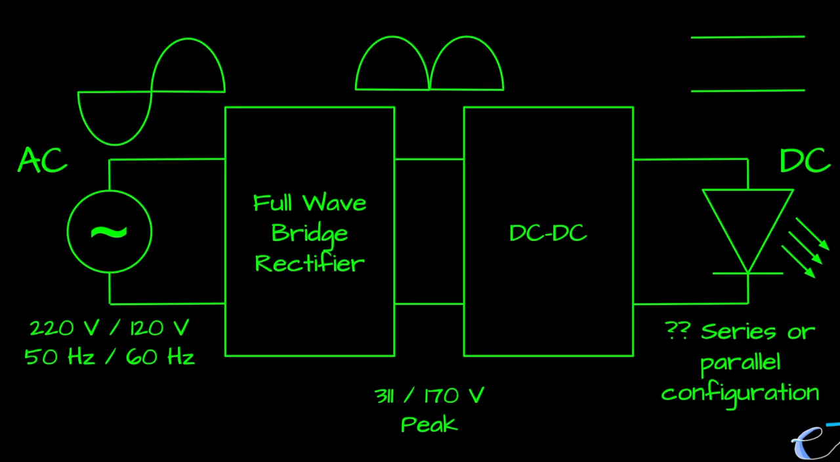The main function of the LED driver that we saw in the last video is to convert AC to DC. The driver does this in two stages. Stage 1, on the left, it converts the incoming alternate current to a pulsating direct current using a full wave bridge rectifier. Stage 2, it takes the rectified pulsating DC and converts it either to a higher or a lower voltage depending on the LED configuration. The LED could be in series or in a parallel configuration or a combination of both.